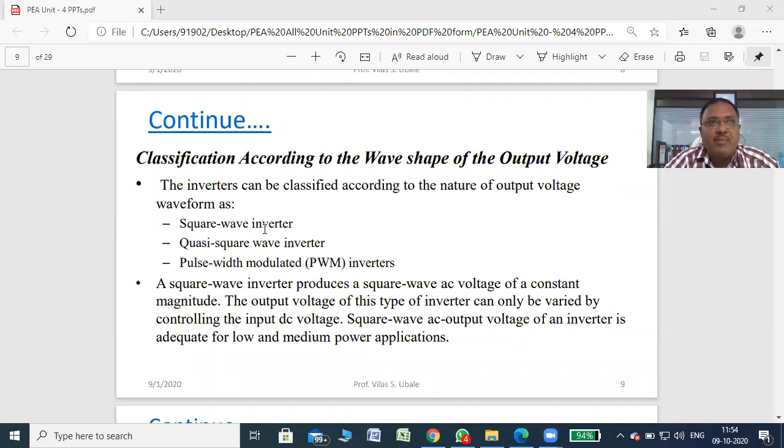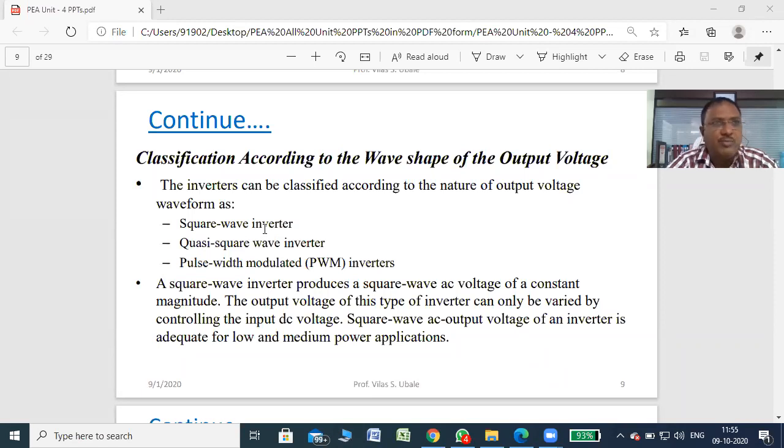This square wave is acceptable at low and medium power applications, but for high power applications, we require a pure sine wave. So in industry, the inverters used are pure sine wave inverters. They use filters and wave shaping circuits so that you can convert a square wave to a sine wave, not a pure one, but very close to a sine wave. Okay. So the quasi square wave is also one type of inverter. That is a different kind of waveform. We will see that.